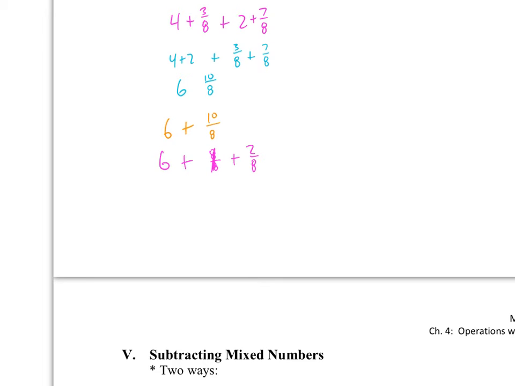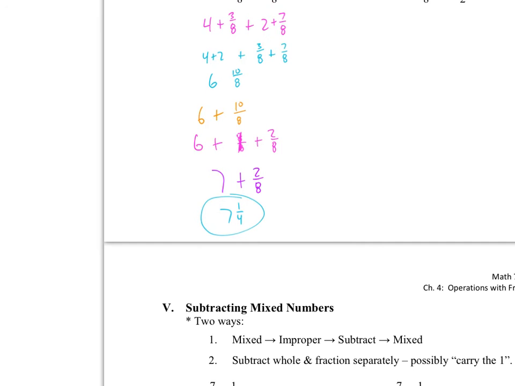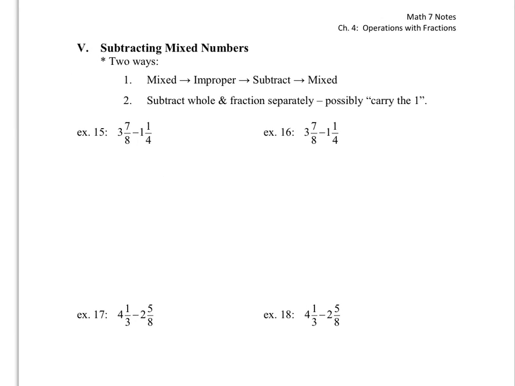So 6 plus 1 is 7. And 2/8. Some of you do those steps in your head, that's fine. You don't have to write all the steps out. Taking 10/8, that's the same as 1 and 2/8. What should we do with 2/8 though? We should reduce it. So let's reduce it and then we'll go back and look at it again. 7 and 1/4. All right. And then some more.